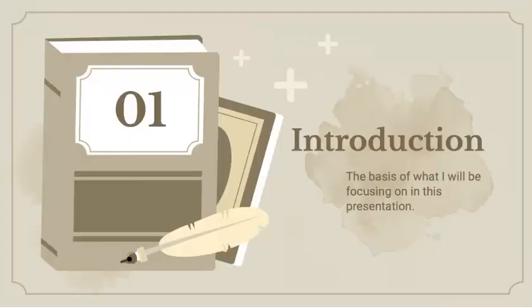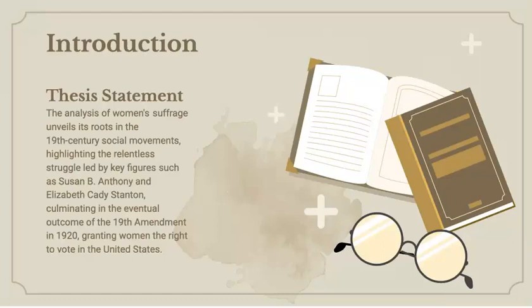First, the introduction. This will include a basis of what I will be focusing on in this presentation. Here's my thesis statement. The analysis of women's suffrage unveils its roots in the 19th century societal movements, highlighting the relentless struggle led by key figures such as Susan B. Anthony and Elizabeth Cady Stanton, culminating in the eventual outcome of the 19th Amendment in 1920, which granted women the right to vote in the United States.